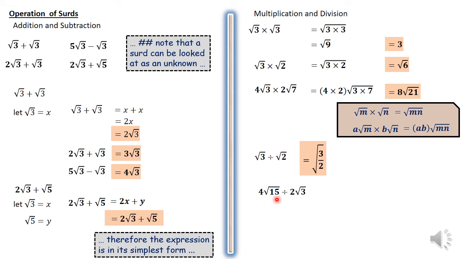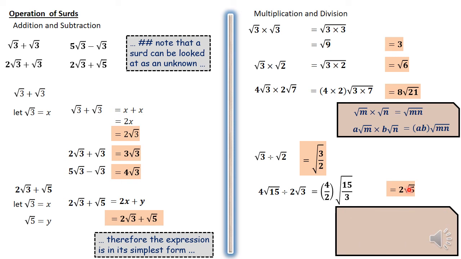Now 4 root 15 divided by 2 root 3. Again, please notice that the rational numbers are divided together, like 4 divided by 2 this particular way, and then the square root of 15 and the square root of 3. Since we are dividing the two of them, we write them as the square root of 15 over 3, which we have this particular way, and therefore the answer will be 2 root 5. 4 divided by 2 is 2, and root 15 divided by 3 is root 5, but all of it has a square root, and therefore we have it this particular way.